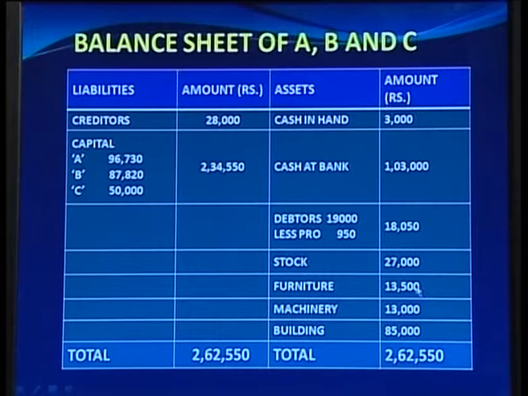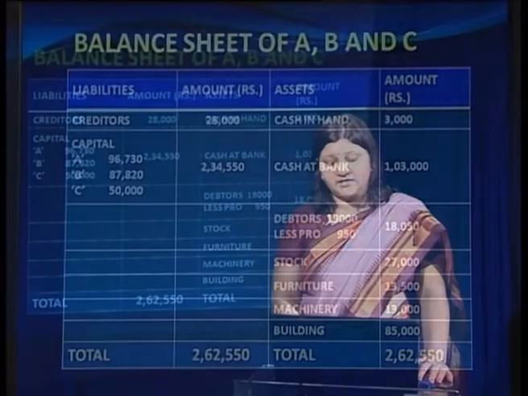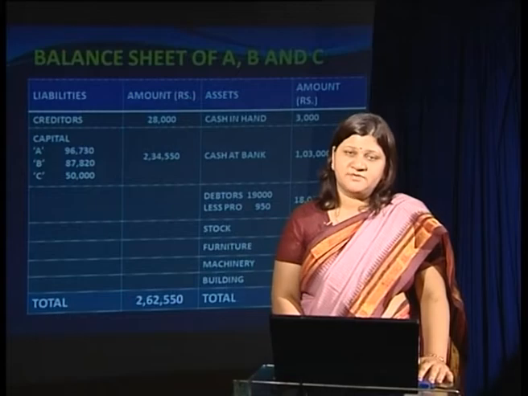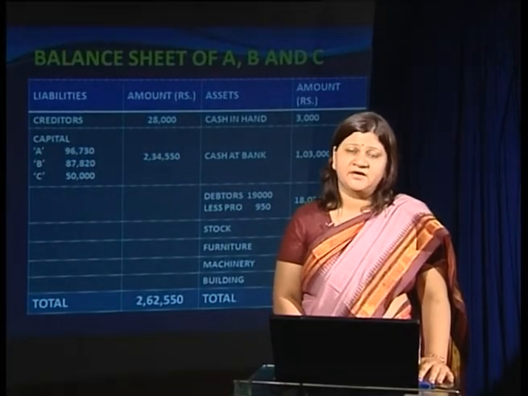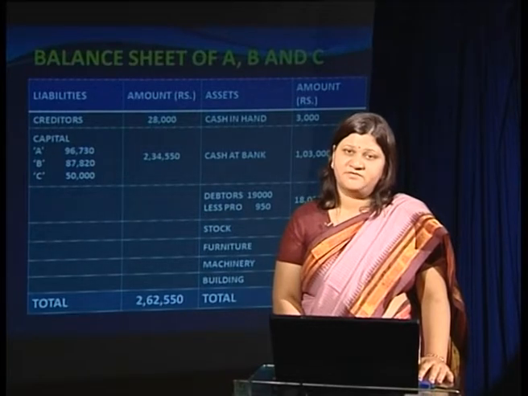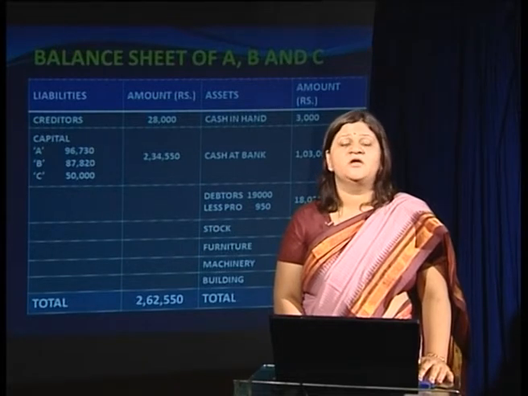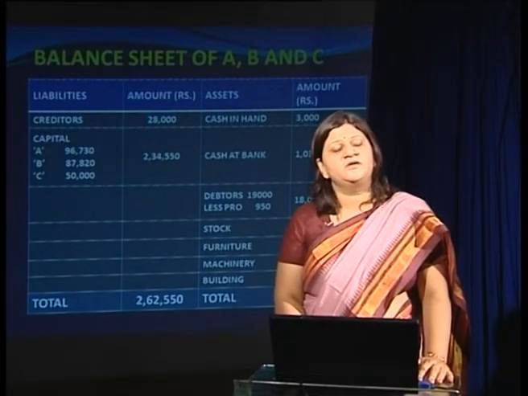Machinery is being shown as 13,000, there is no change, and building has been appreciated. So, the appreciated figure is being shown as 85,000. Aggregating all the items which are being reflected on the asset side of the balance sheet, we are getting the figure as 2,62,550. So, the balance sheet is matching up, asset side is equal to the liability side and it amounts to 2,62,550. With this, we have learned the entire accounting procedure at the time of admission of a new partner.